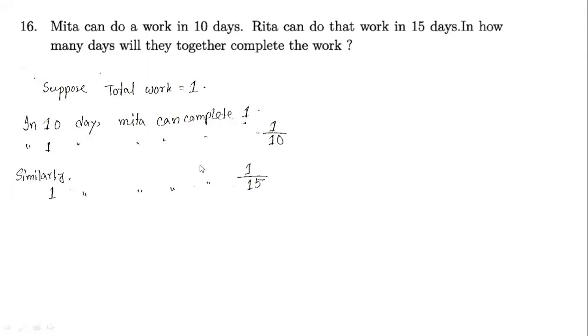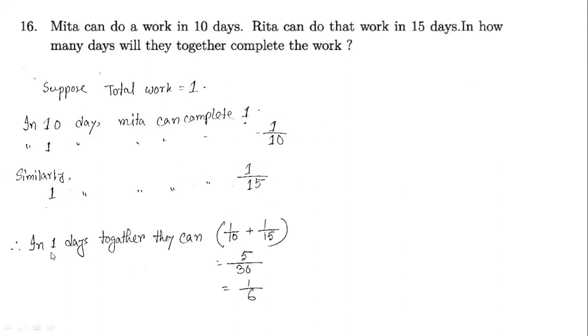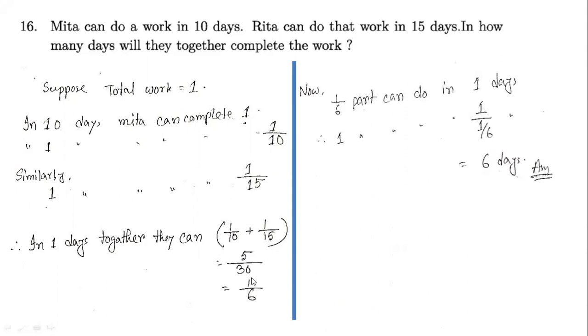So what about B? Just 1 by 15. Together they will complete. So together in 1 day, they will work together, so we add these two. Then they can do 1 by 6. But our question says how many days will be needed. So 1 by 6 part can be done in 1 day.